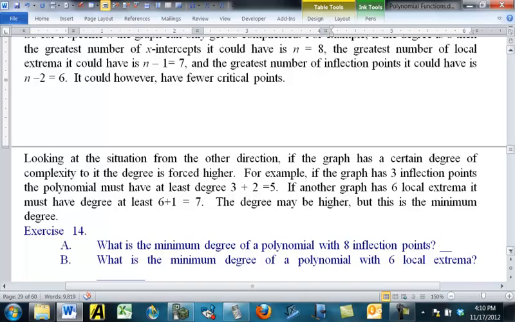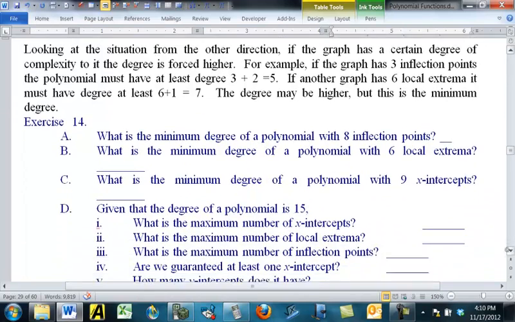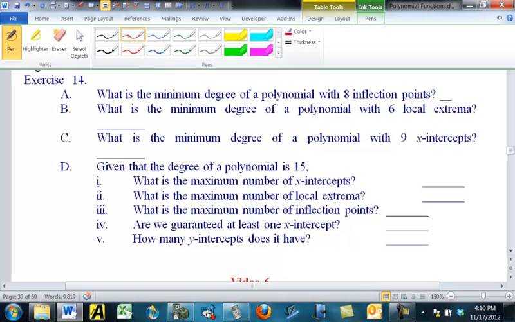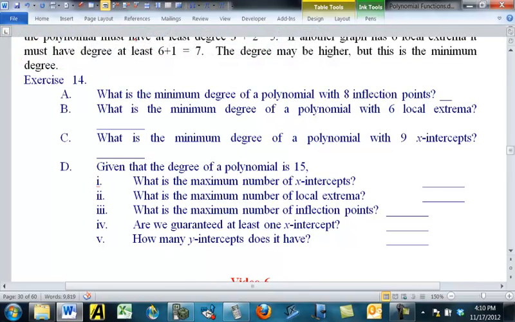So let's see if we can answer these questions now. What's the minimum degree of a polynomial with 8 inflection points?